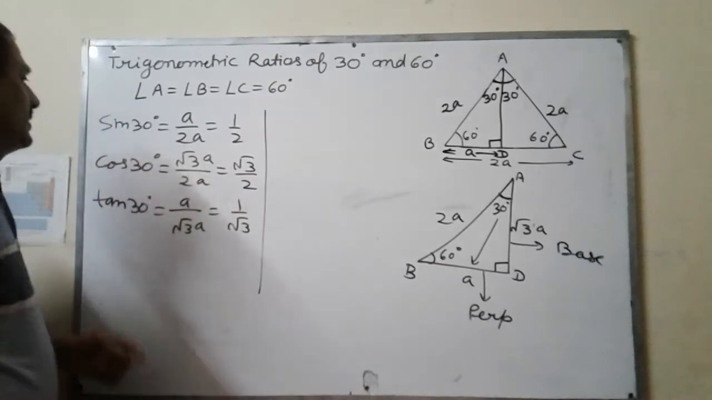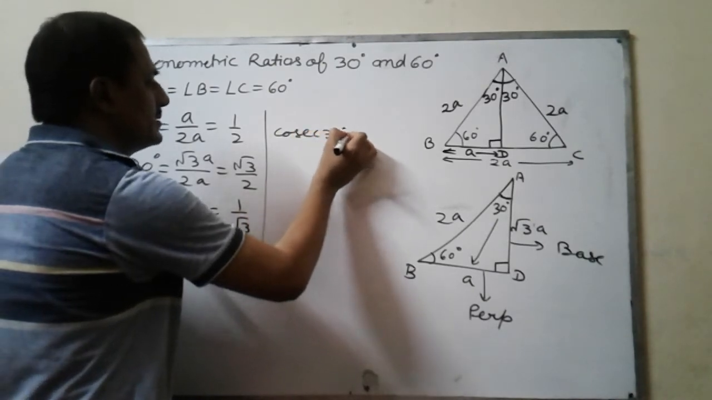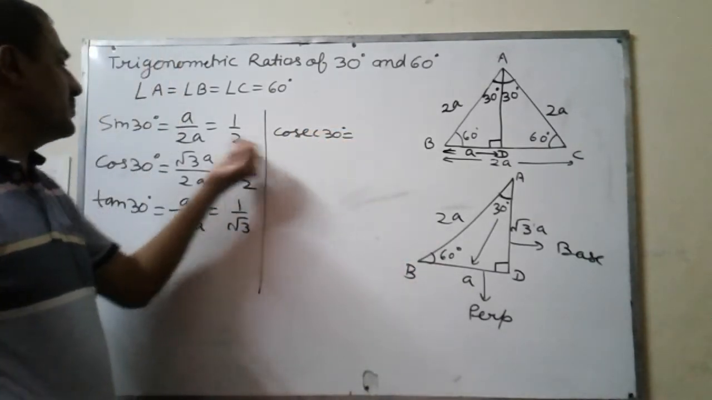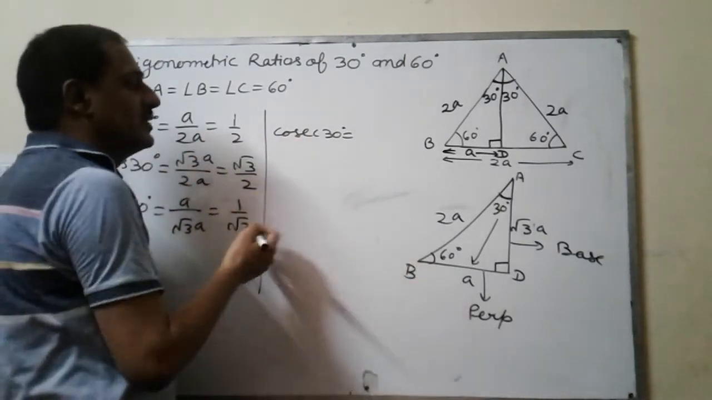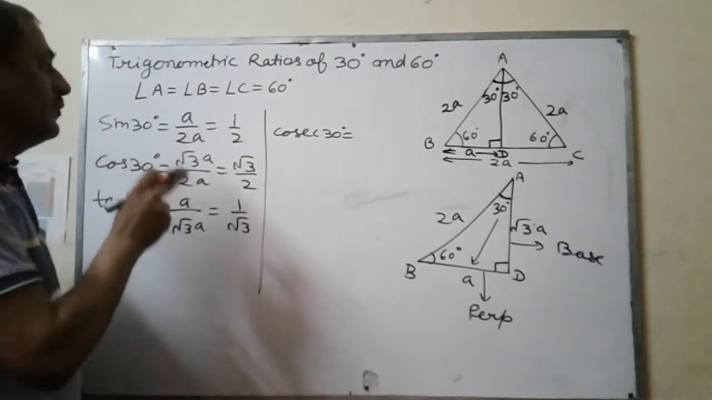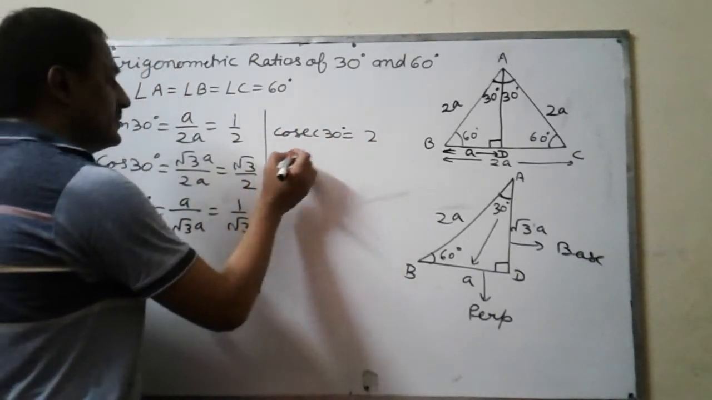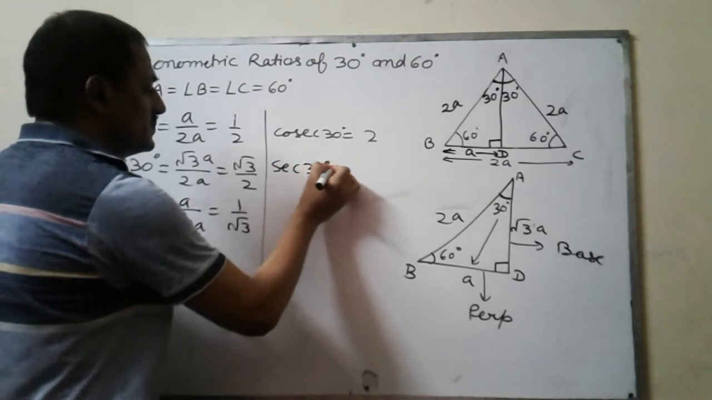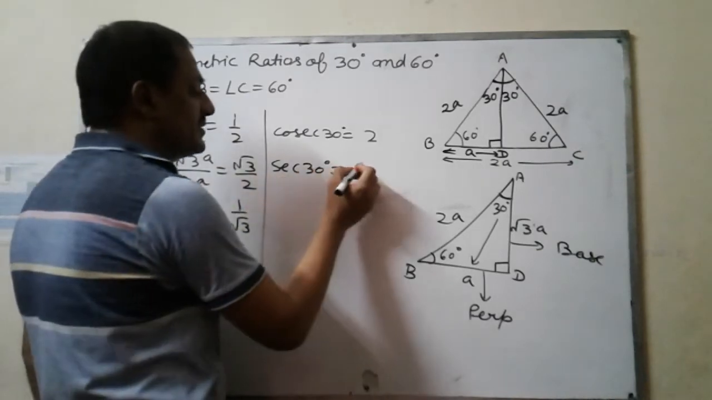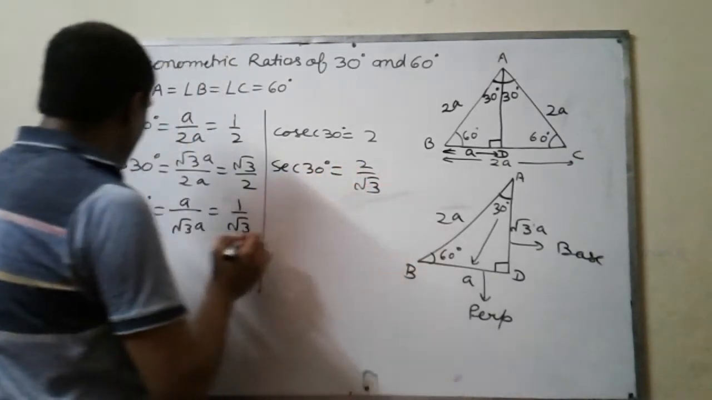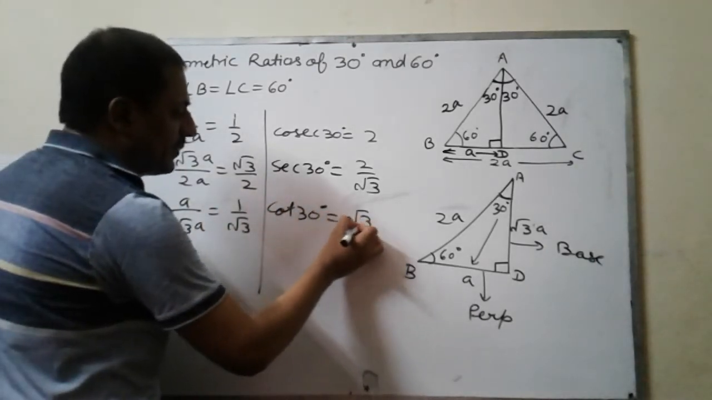Similarly, you can find the value of cosec 30. You know that, children, cosec is the reciprocal of sine. If the value of sine 30 is 1 upon 2, then the value of cosec 30 will be the reciprocal of sine 30. Reciprocal of 1 upon 2 will become 2. And sec 30 is equal to reciprocal of cos 30. The value of cos 30 is root 3 upon 2. Then the value of sec 30 is 2 upon root 3. And value of cot 30 is the reciprocal of tan 30. Root 3 upon 1 means root 3.